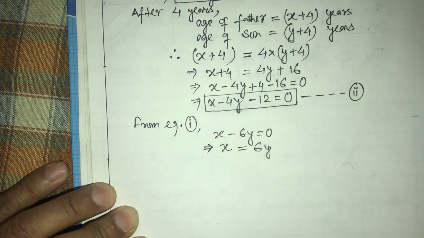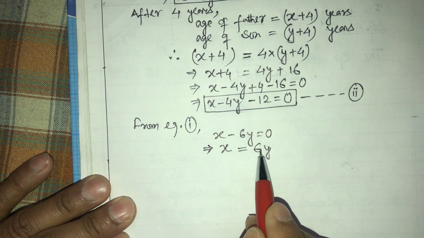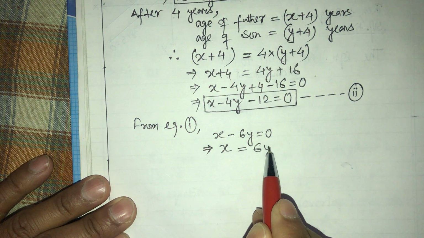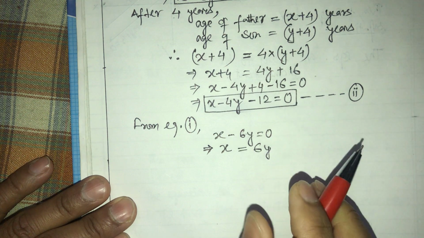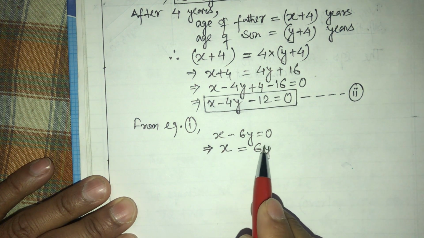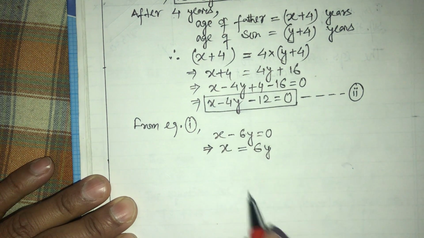Now, on the right-hand side we have 6y. So I will assume values of y, at least 2 values, and accordingly you will get the value of x.